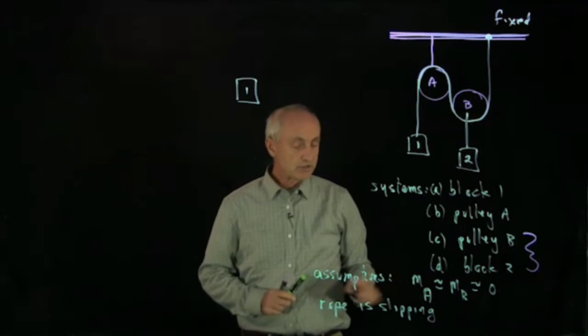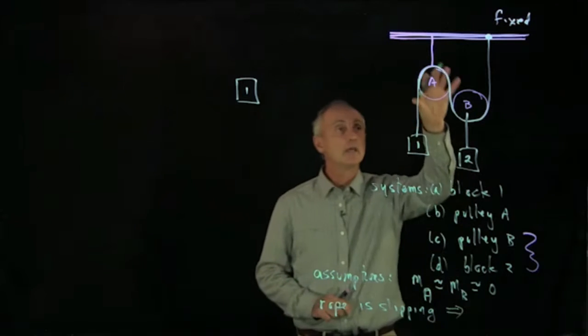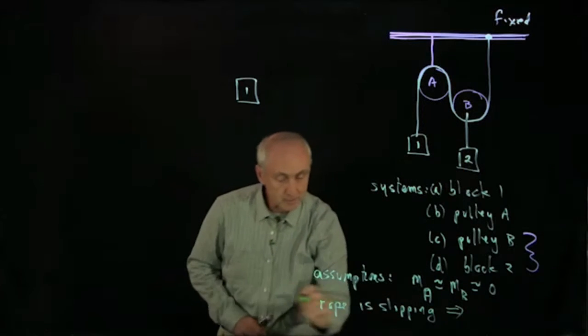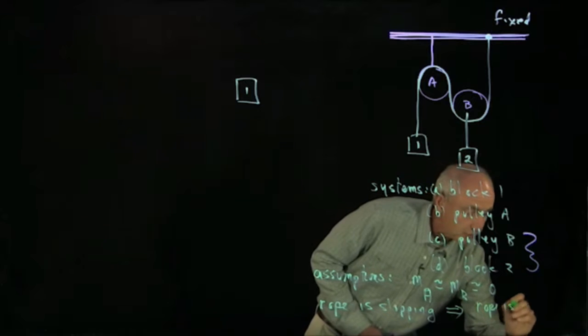Now, again, what this is going to imply is that the tension in the rope, this rope is slipping, and the rope is massless as well.